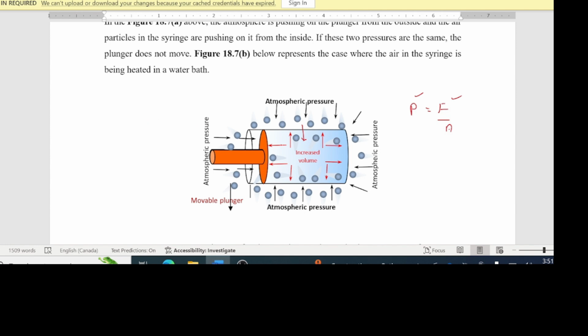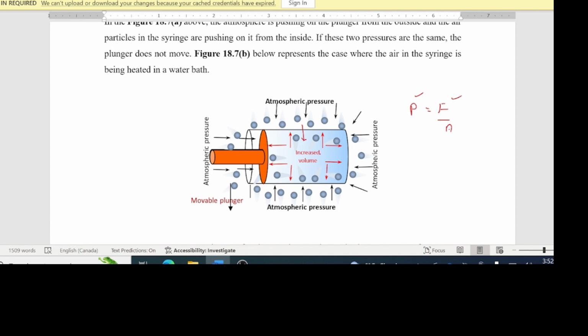So the effect is that this plunger here will move outwards. It will move outwards until the new pressure inside there is the same as the atmospheric pressure. Why does the pressure inside become equal to atmospheric pressure after a time? Because you're now increasing the volume there. So the net effect is this.